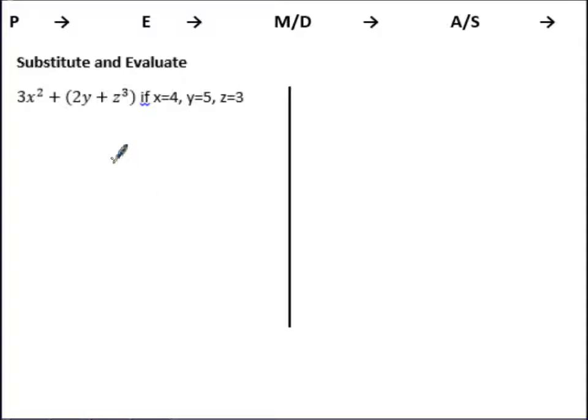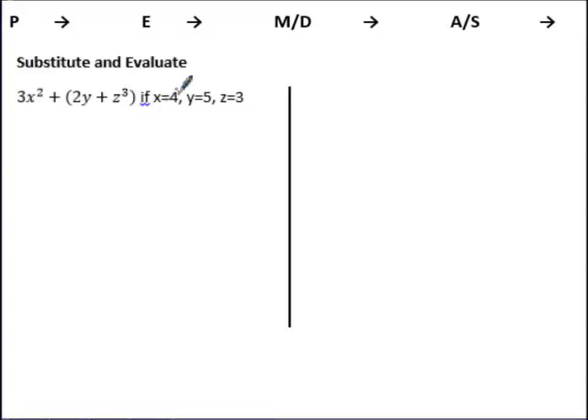Okay, now we're going to look at using order of operations to evaluate this expression. And this one has variables. So I have x squared, I have y, I have z. And they give me what each of these things are equal to. And the directions say substitute and then evaluate. Evaluate is what we did in the last problem. Now we have to substitute first.